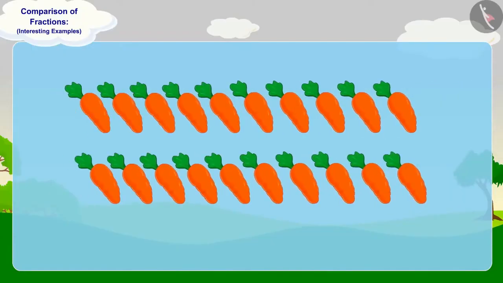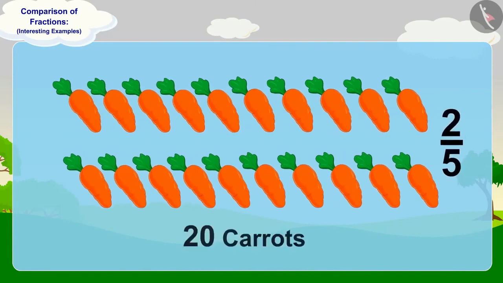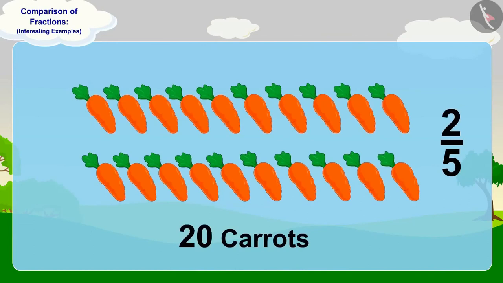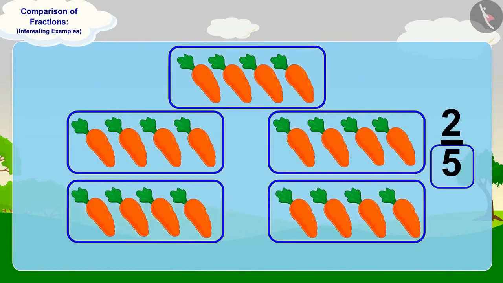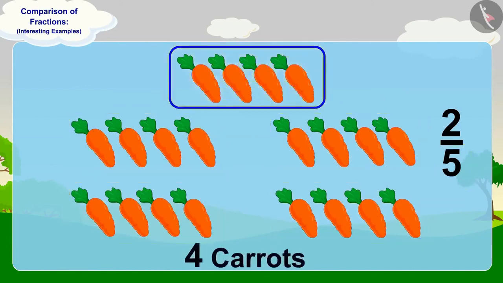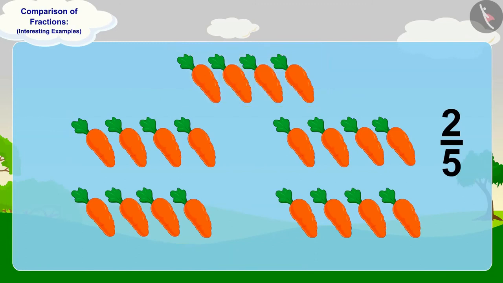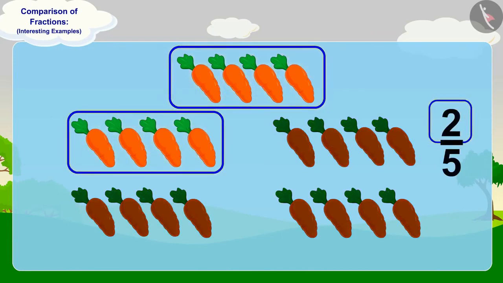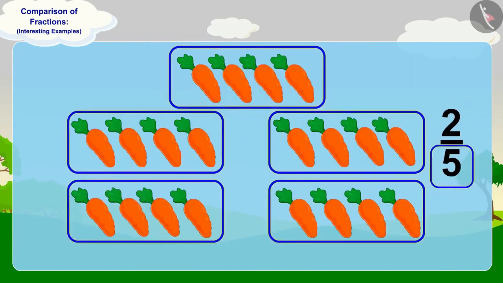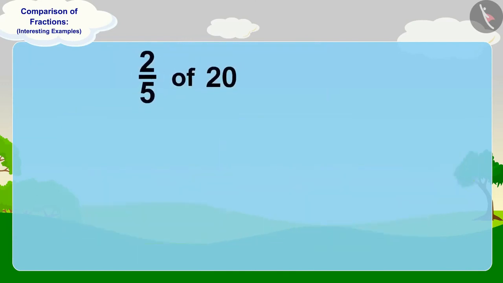Well done, children! You have found the perfect answer. To find 5 parts of 20 carrots, we will divide 20 carrots into 5 equal parts. In this way, there will be 4 carrots in each part. Now, to find 2/5 part, we have to take 2 parts out of these 5 equal parts. In this way, 2/5 parts of 20 carrots will be 8 carrots.